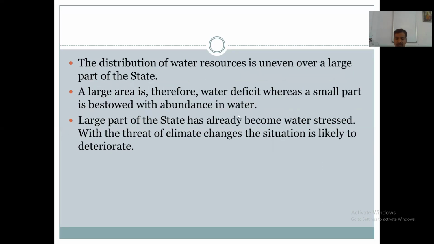So there may be the effect of the climate change also. In winter season water is less, in the rainy season water is available in greater quantity. In summer season less water is available, very little water. So from season to season the water availability may change.